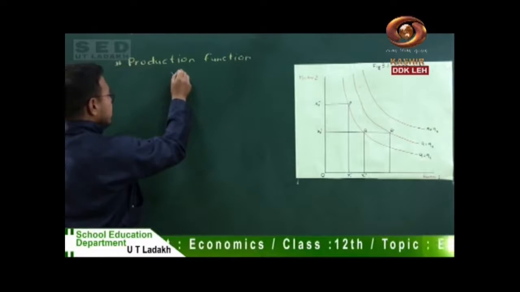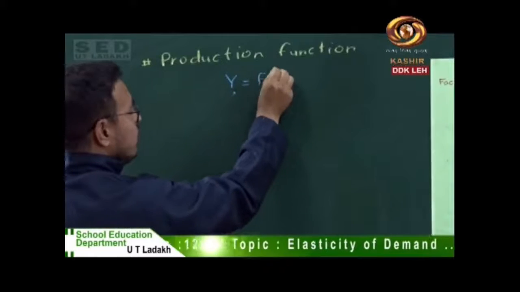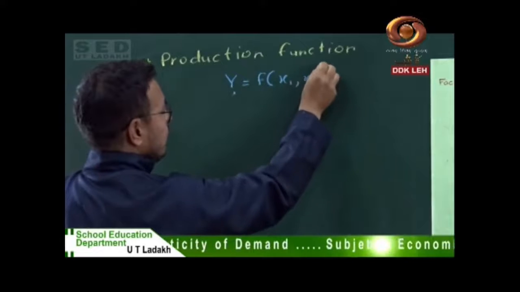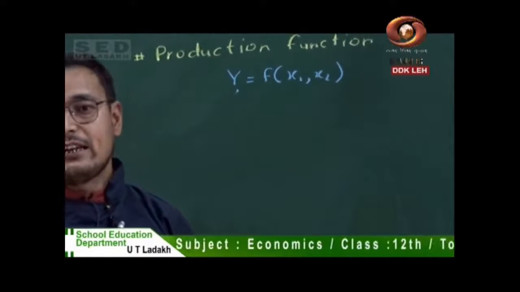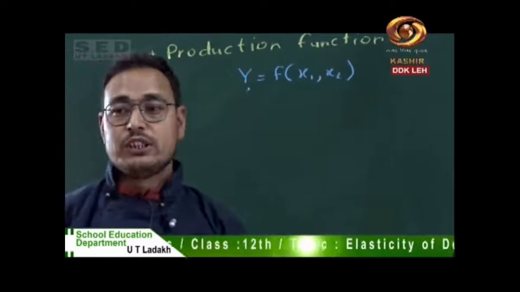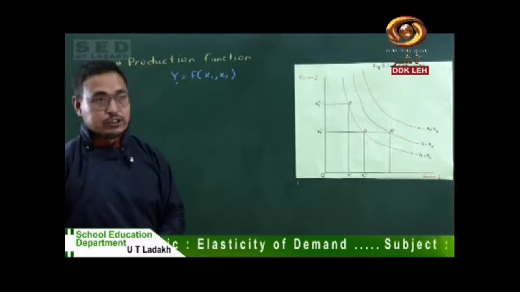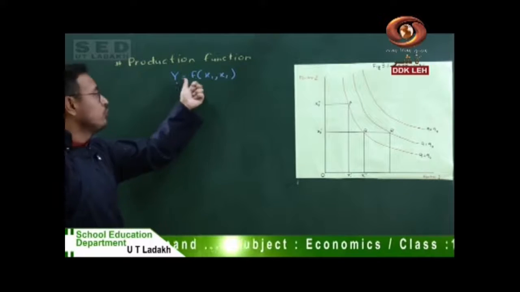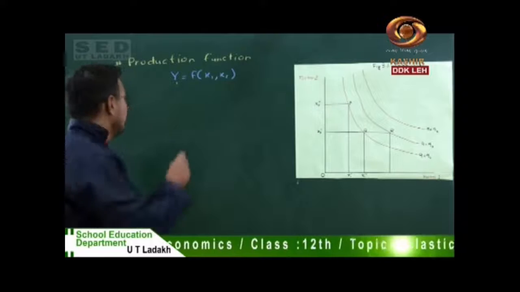Mathematically, you can symbolize production function where y is your output. It's a function of factors like x1 and x2. We have studied that there are certain factors like land, labor, capital, and entrepreneur. For simplicity, we are using x1 and x2. That is the factors of production. So what it represents is the maximum output that can be produced using x1 and x2.